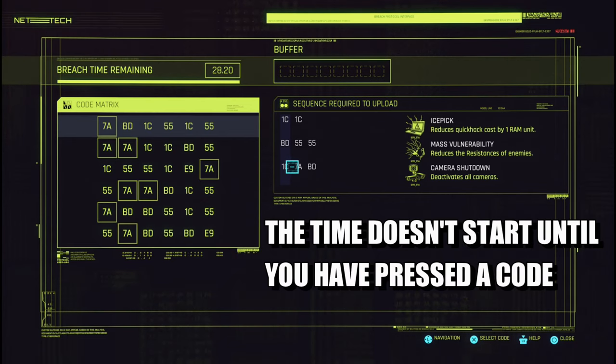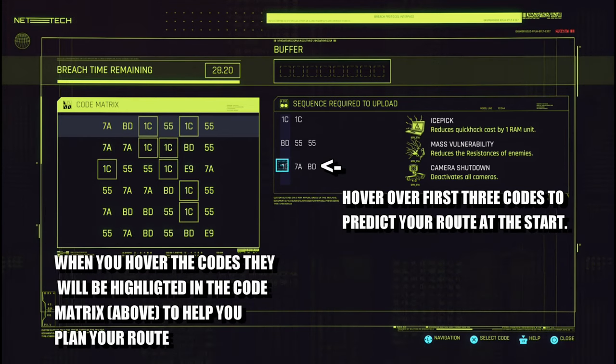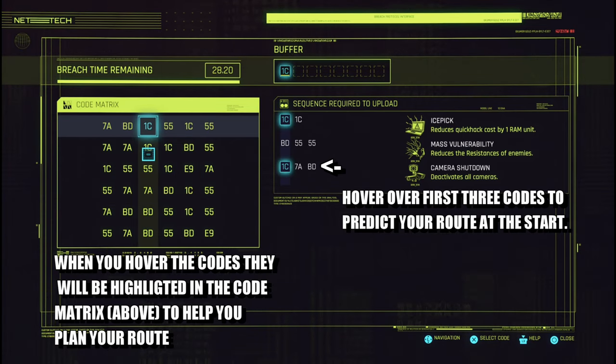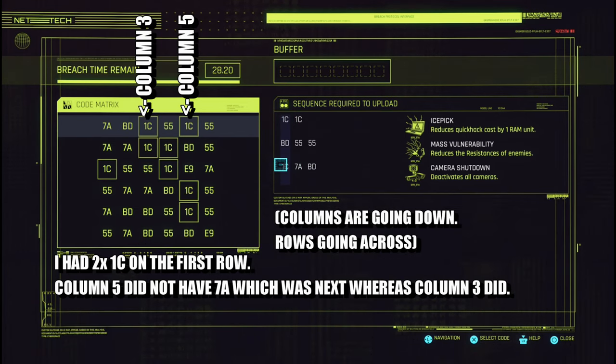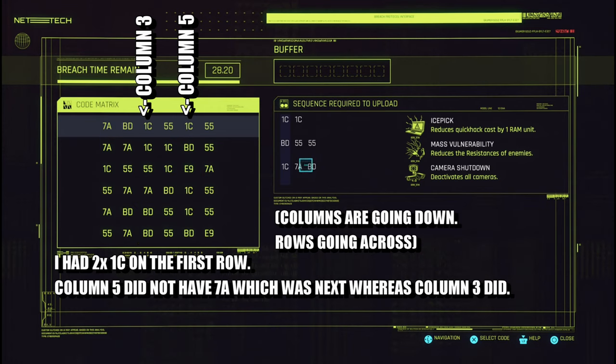Luckily, the time doesn't start straight away, so you can predict where you're going to go first and solve the three codes first. That was what I was doing at the very start. I had 1C, 7A and BD. To start off with the 1C, I had two on the top, and I had to follow the coding on the way down. So if I go to the third column, it's going to be the 1C.